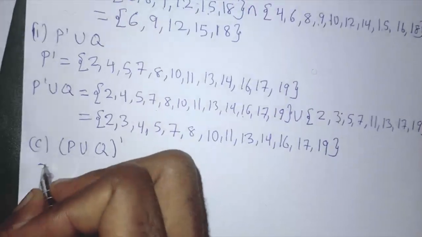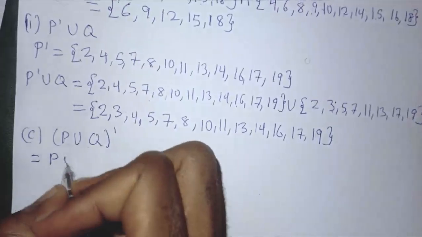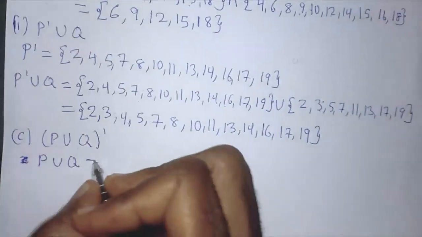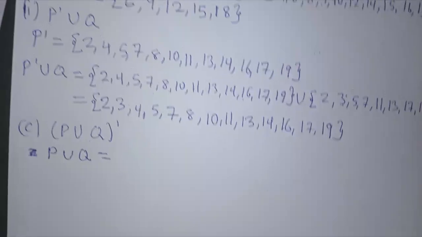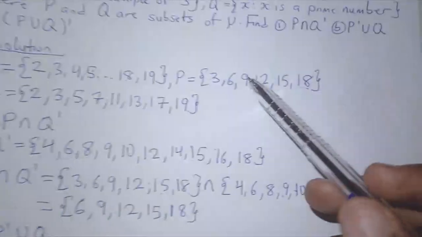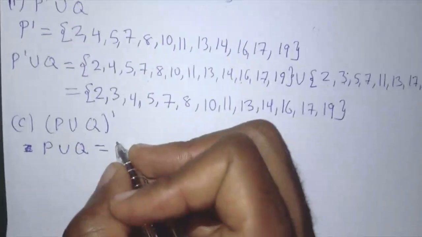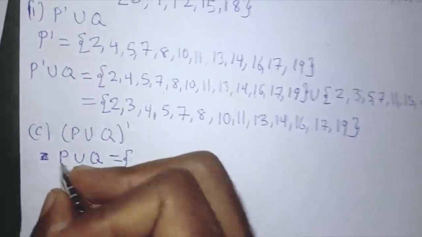So the first thing I'm going to be doing here is to find P union Q. And I think you already know what P union Q means. It means I'm to match the elements in P and the elements in Q together. So as I've always been doing, I'll put them side by side first.